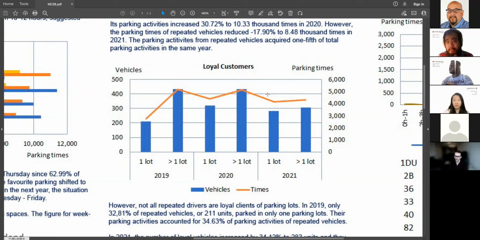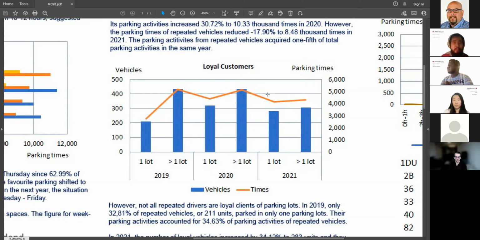the parking activity reduced by nearly 80% to only 8.48,000 times in 2021. However, the parking activity of the repeated vehicles still takes 1/5 of total parking activity for the whole year. So for only 3%, we take 1/5. It's quite a surprise and impressive number.